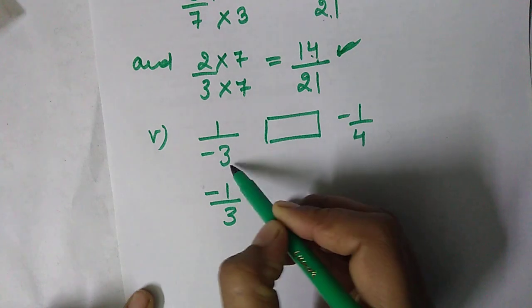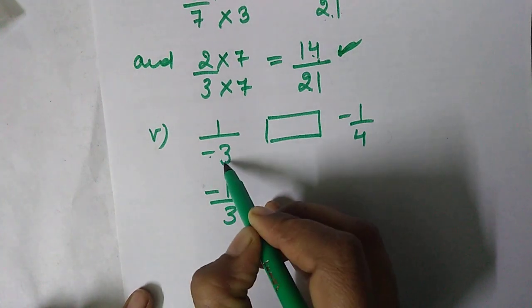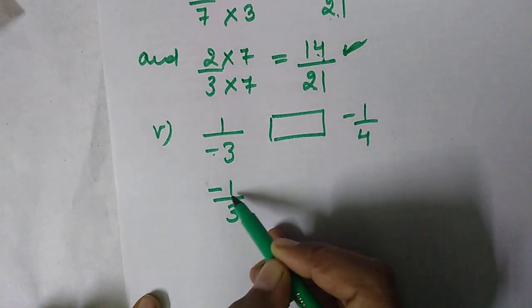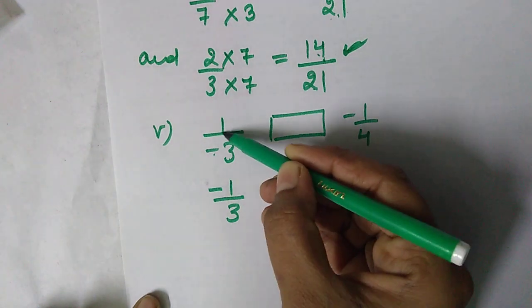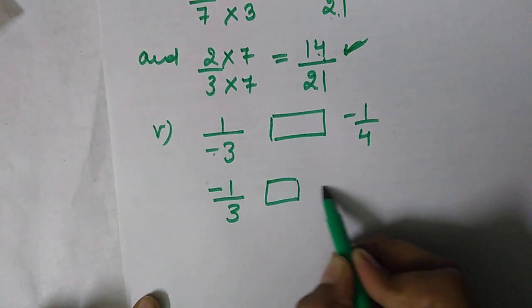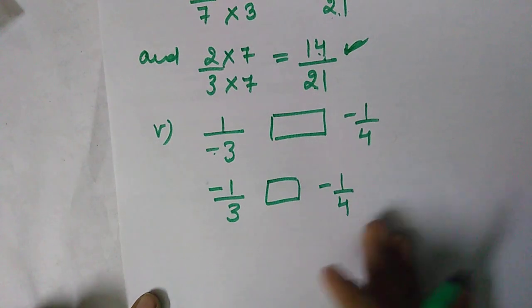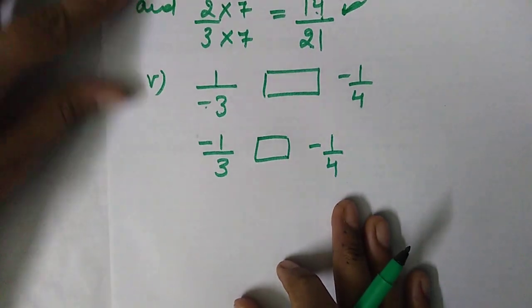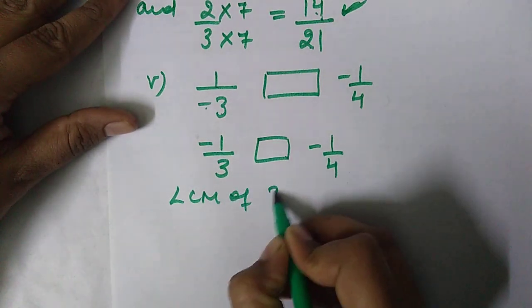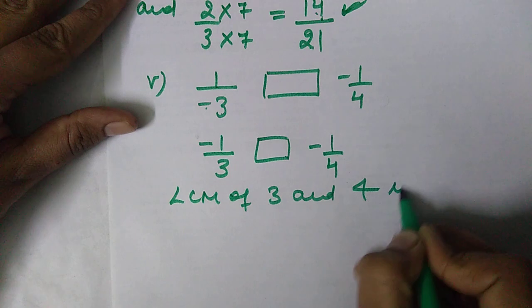So whenever a negative is in the denominator, it can be shifted to the numerator. So 1 by minus 3 is equal to minus 1 by 3, and you have to tell which number is greater. Again you have to follow the same procedure. LCM of 3 and 4 is 12.